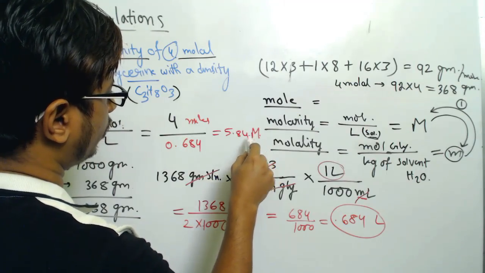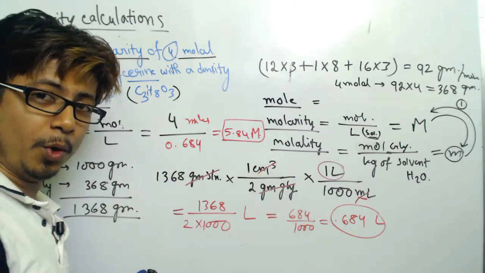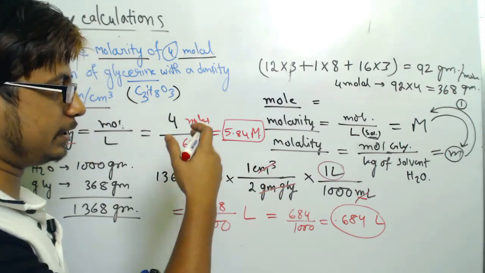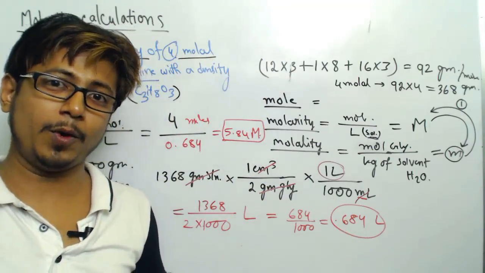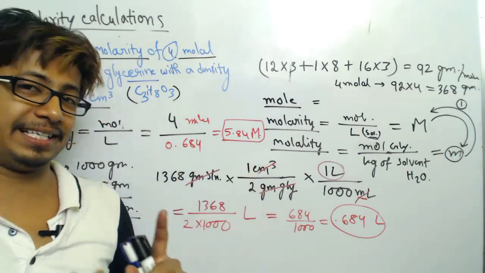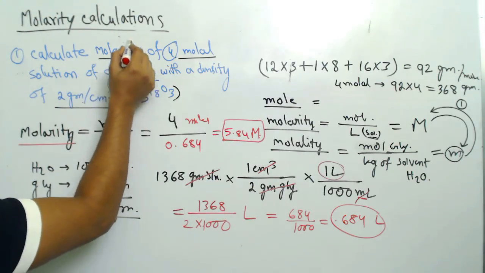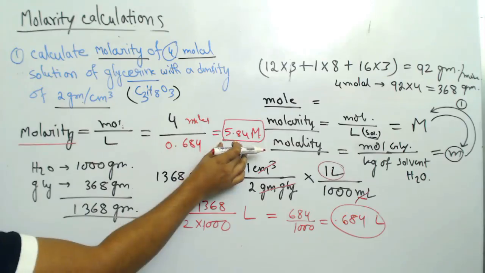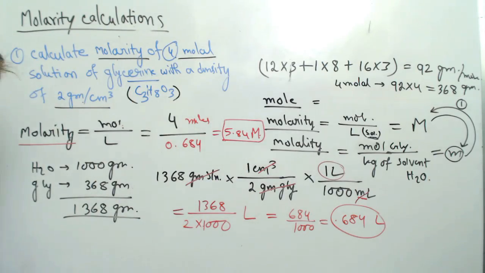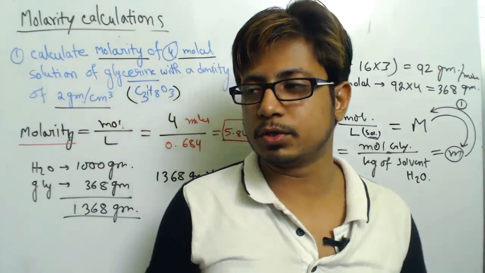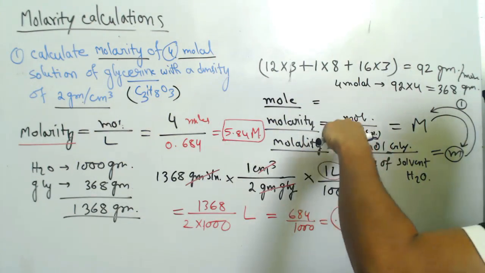5.84 molar, sorry, not mole, because there is a difference between mole and molar. Molality is in terms of small m, and capital M is mole per liter. That's why molar is different from molality. So you can see 5.84 capital M is the molarity of this solution. So that's how you need to solve, and you need to convert molality into molarity.